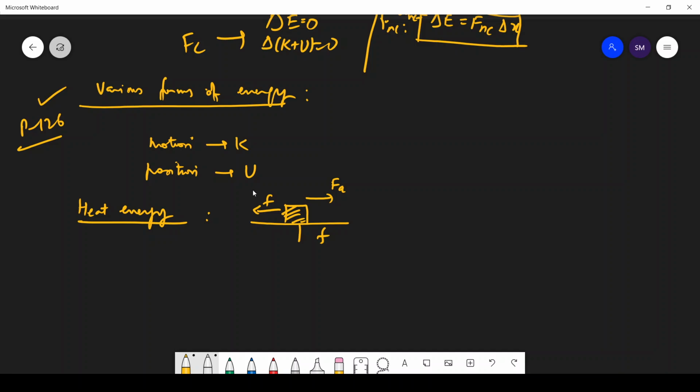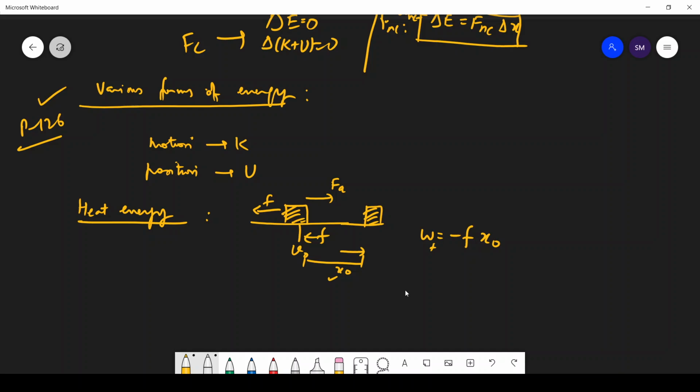mass m is sliding on this rough surface with speed v0, and it comes to a halt over a distance x naught. So it stopped at a distance due to the force of friction. The work done by the force of kinetic friction over this displacement is given by force times displacement. Displacement was in this direction, force of friction was in this direction, so obviously minus F d, so minus F into x naught. That's the work done by the frictional force.